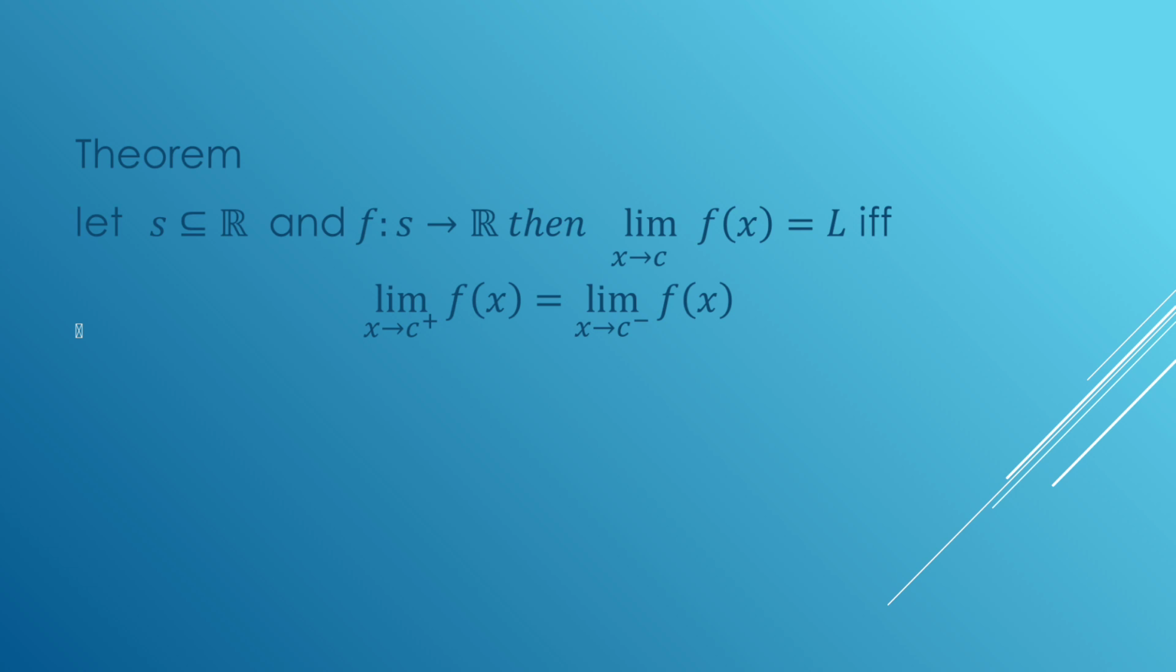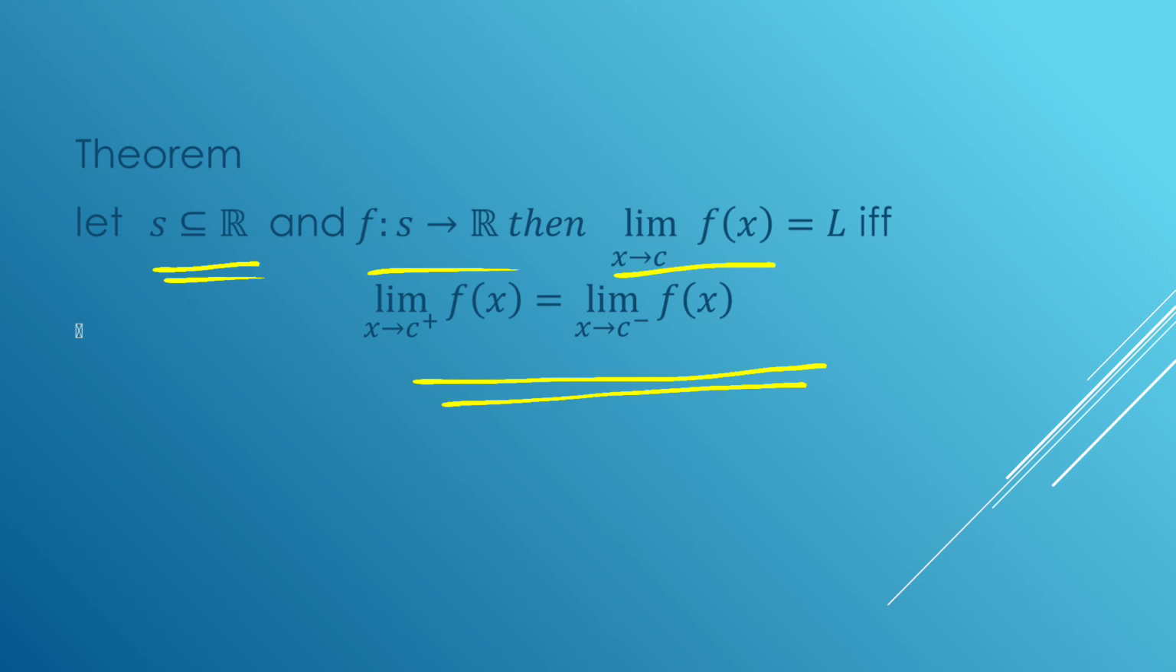So let's look at a theorem. Let S be a subset of the real set. Then we say that the limit as x tends to C of f(x) is L if and only if both the right and the left limits are equal. If it happens that they are equal, then we say that the limit of that function at the point C is that particular value L.